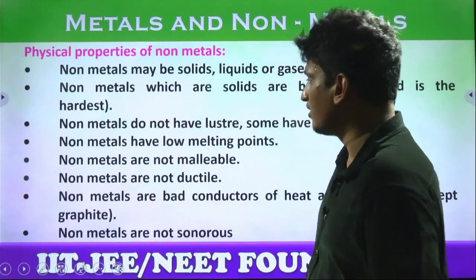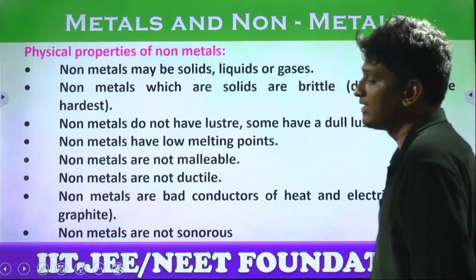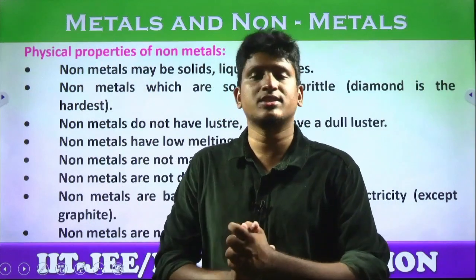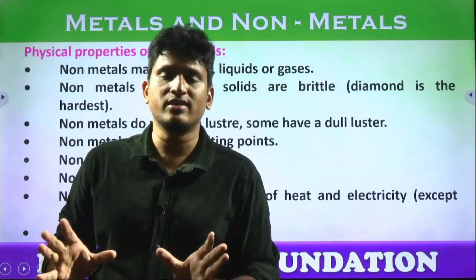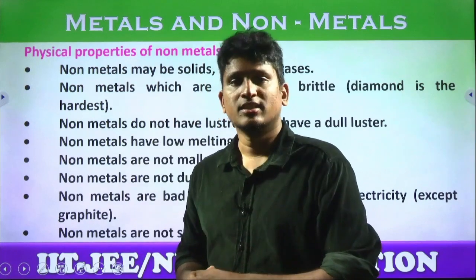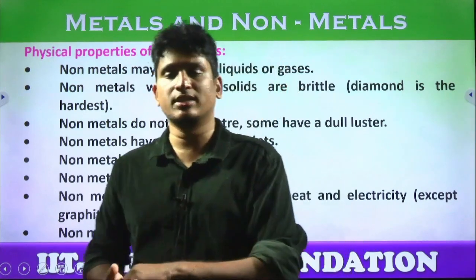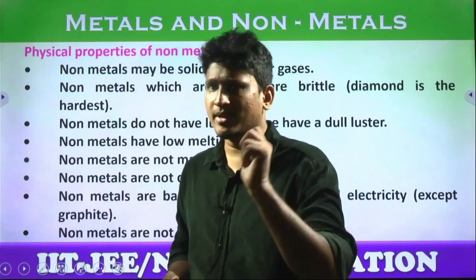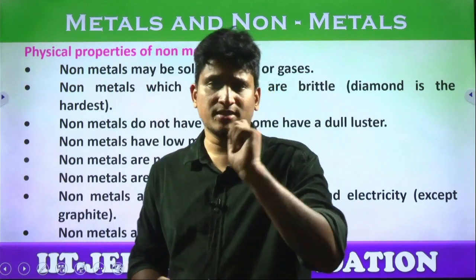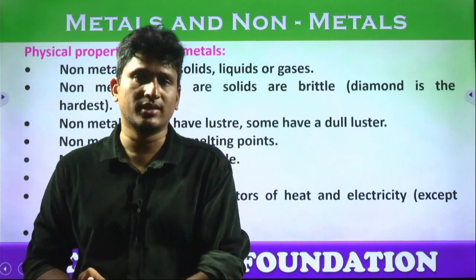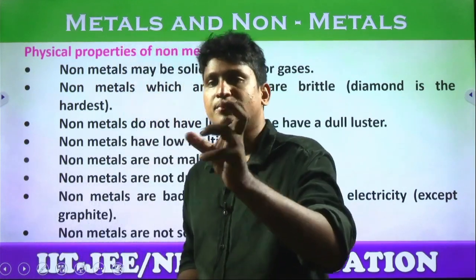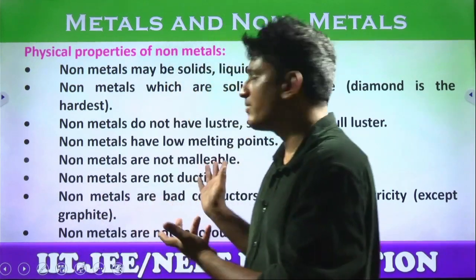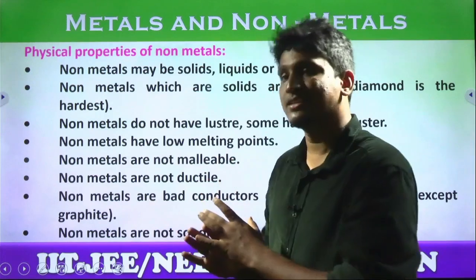Non-metals are not lustrous, some have dull luster. What is lustrous nature? Shiny property is called lustrous nature, yes or no? Do non-metals have this shiny nature? No. What is the color of carbon? Black. What is the color of sulfur? Yellowish. Yes or no, students? What is the color of iodine? Iodine is an exception. It has a kind of lustrous nature. Iodine is purple in color. Bromine is a brownish substance. And gases don't have any color. So they are available in different colors, but mostly they are not lustrous in nature.